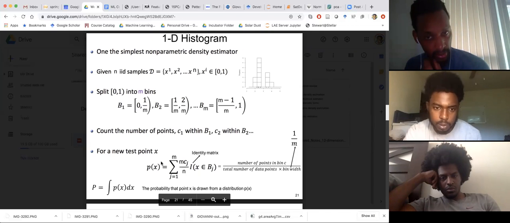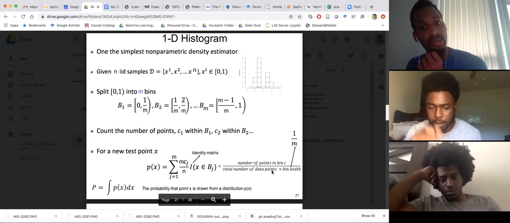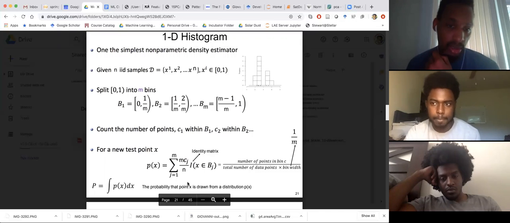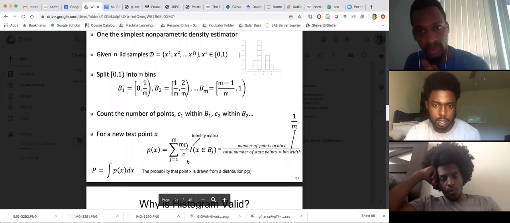Yeah, I guess for some random variable x, the odds of it being in, let's say, bin C2 is just going to be the number of points in bin C2. Oh, I see. Okay, got it. And so once you sum up all the probabilities, you should get to 1, right? Yeah. I think this is what that's trying to show.